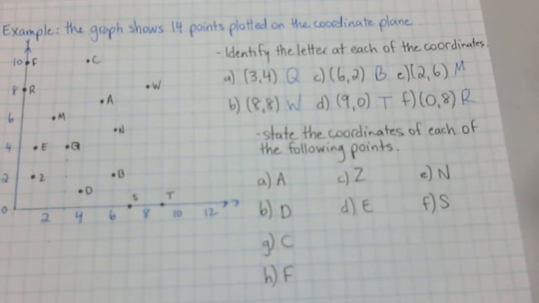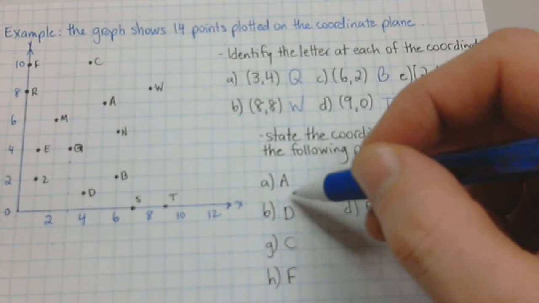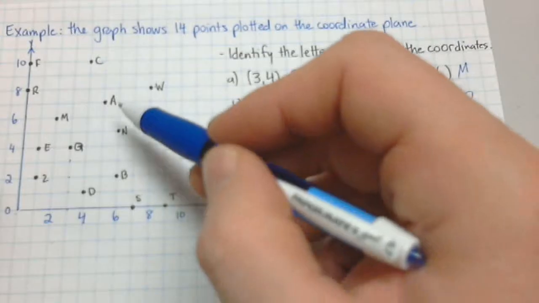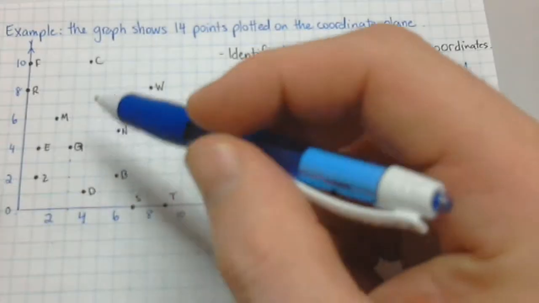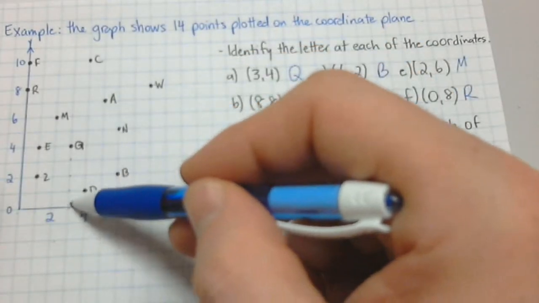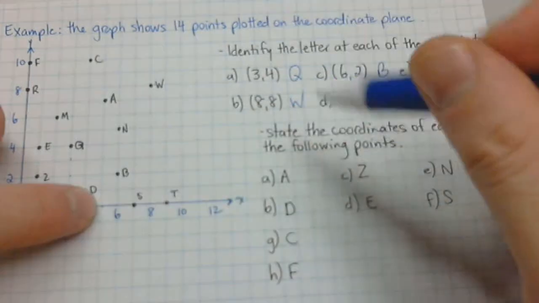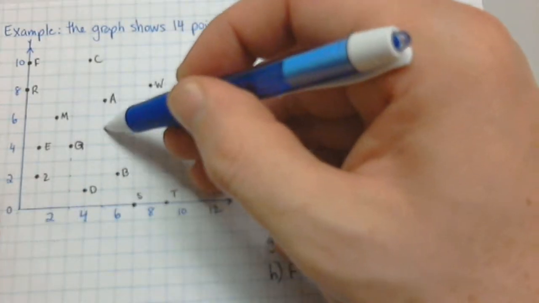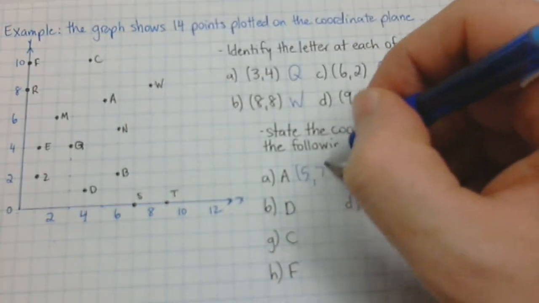The next thing we're going to do is look at a series of points, and we have to tell the coordinates of each point. Point A is right here. We need to go 1, 2, 3, 4, 5 to the right. That's my first coordinate. And then up 1, 2, 3, 4, 5, 6, 7.